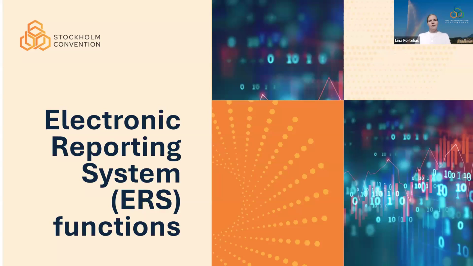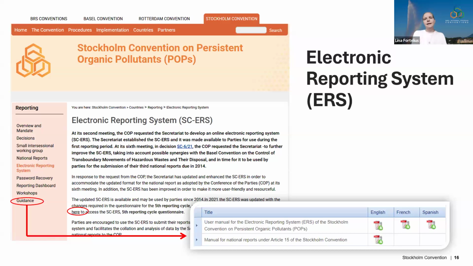Okay, let's now move into the electronic reporting system and its basic functions. You can find the link to the current reporting cycle on the convention website under countries. There is a sub-item called reporting and electronic reporting system. Please also note that on the left-hand side, there is a link to the guidance, which contains both the user manual for the ERS reporting system, as well as a manual for the Article 15 national reports, which we mentioned earlier.